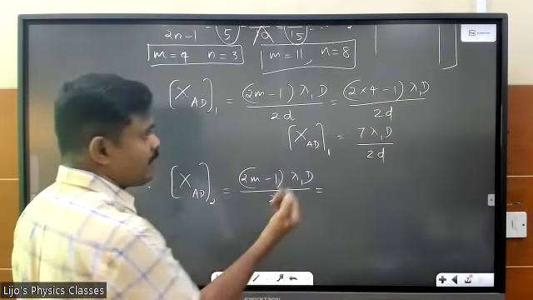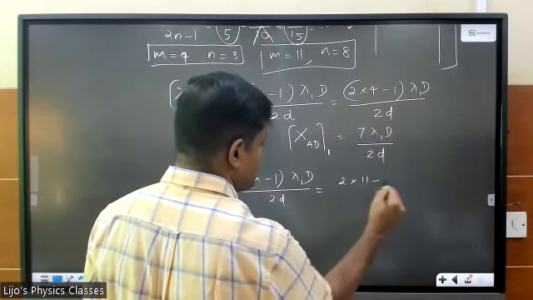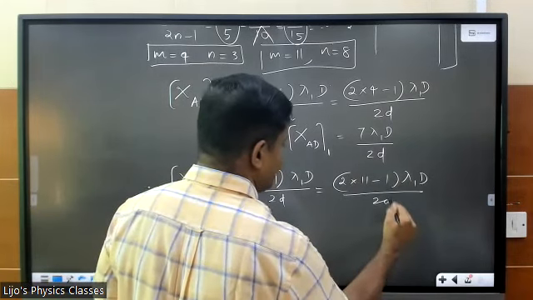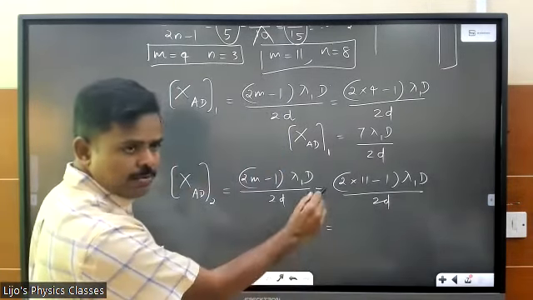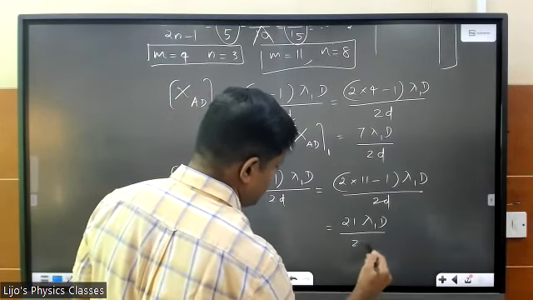What is the m second value? 11. Now, you can put it here: 2 into 11 minus 1 into lambda 1d divided by 2d. That's going to be what? 22 minus 1, 21 lambda 1d divided by 2d.